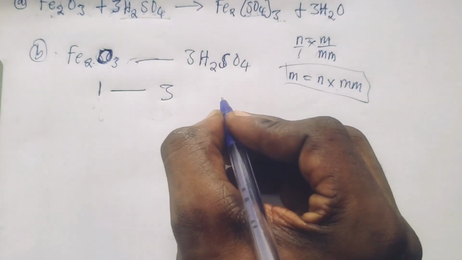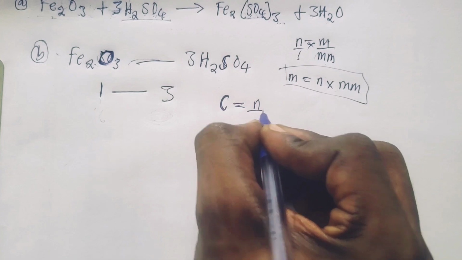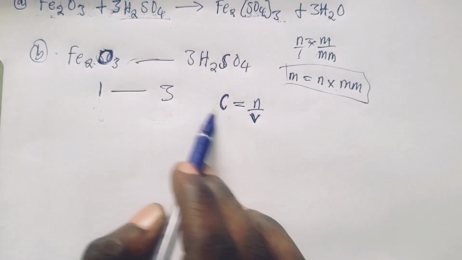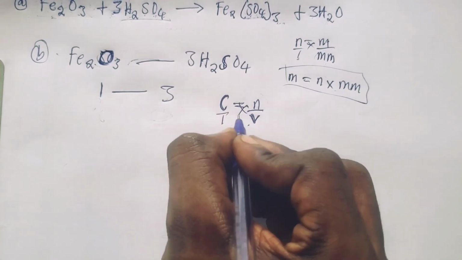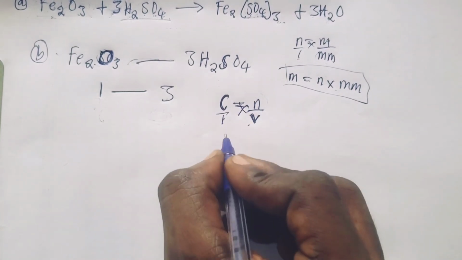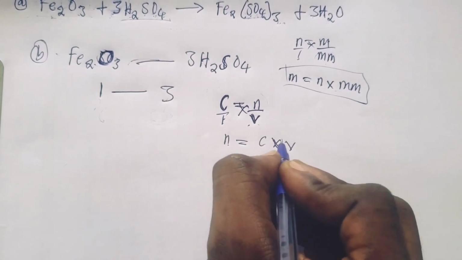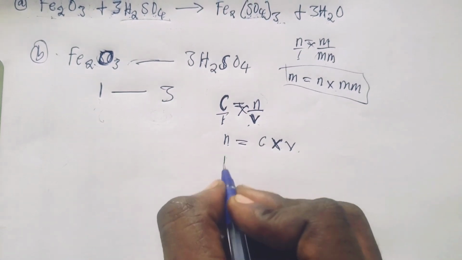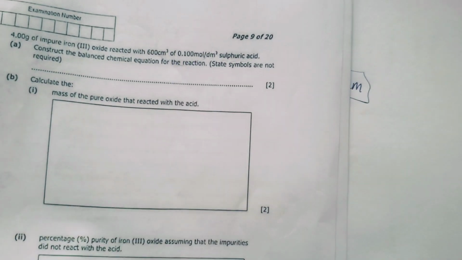How? You need to understand concentration is equal to number of moles over volume. It has many formulas, but this is one of them. Concentration is equal to number of moles over volume. Since we are looking for number of moles, we'll say over 1, we cross multiply. 1 times N is N. C times V will be C times V. So number of moles is equal to concentration times volume. So number of moles of sulfuric acid is equal to concentration of sulfuric acid they gave us in the question, 0.100.